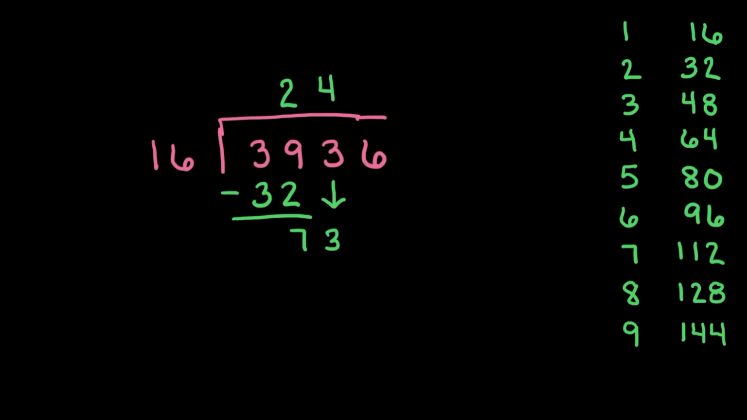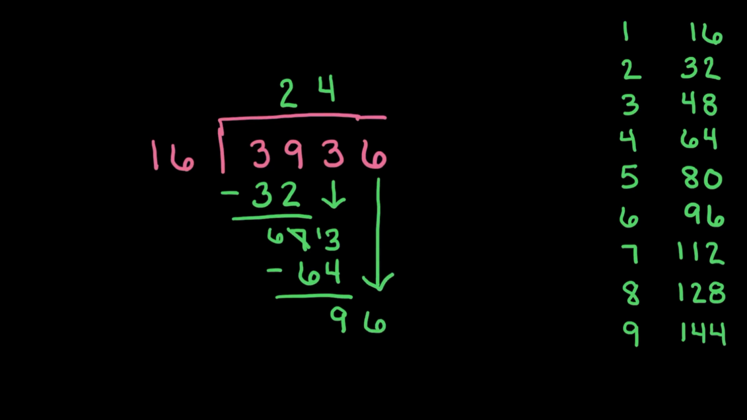So 4 times 16 is 64, and I'm subtracting that from the 73. I know that I can't subtract 4 from 3, so I'm going to regroup that 7 and make it a 6, and bring over that 10 and make it a 13. So 13 minus 4 is 9. I'm going to bring down the 6 from above, and my new number will be 96.